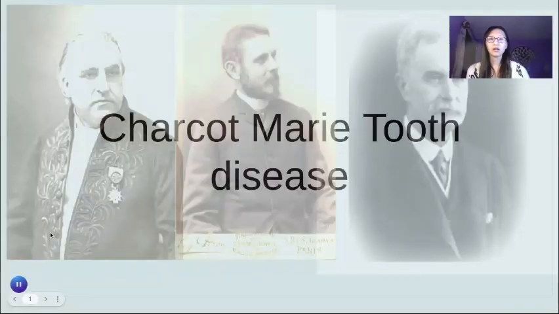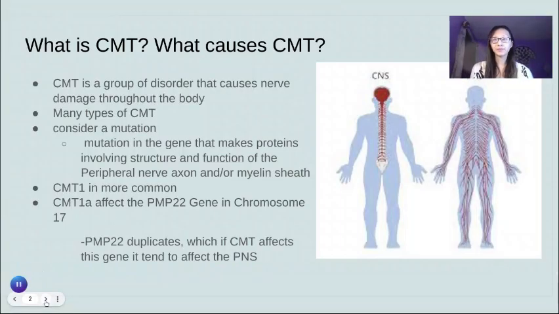My disease is Charcot-Marie-Tooth disease. What is CMT and what causes CMT? CMT is a group of disorders that causes nerve damage throughout the body. There are many types of CMT.